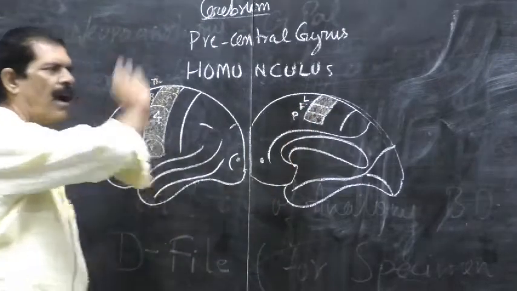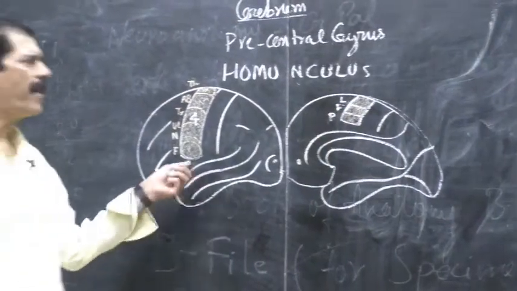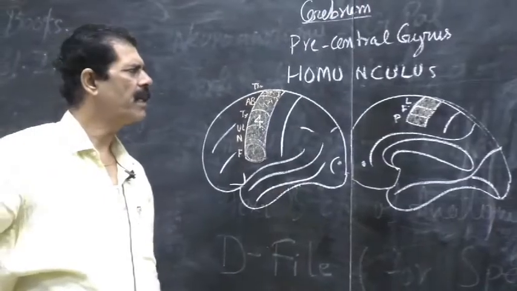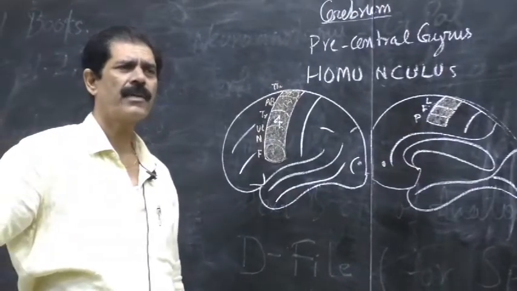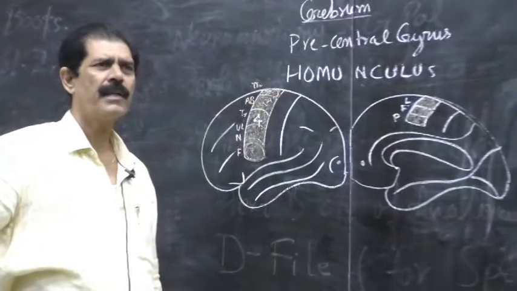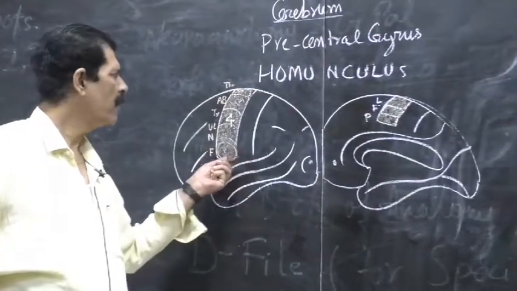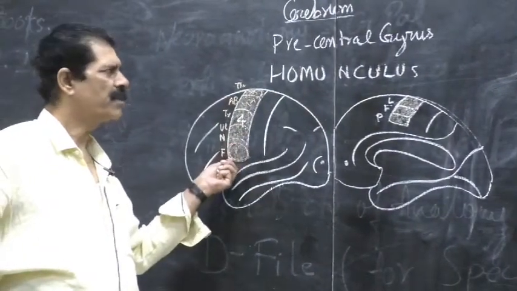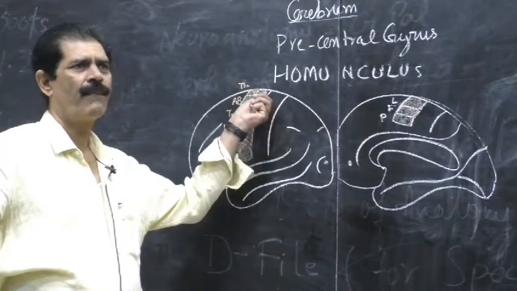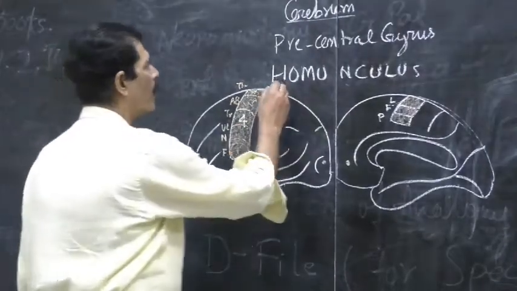So this is how the whole body from head to toe is represented on the different parts of the precentral gyrus, but it is inverted, or from below upward. So the face, or head and neck, is below and the leg is above. That's why we use the word homunculus.